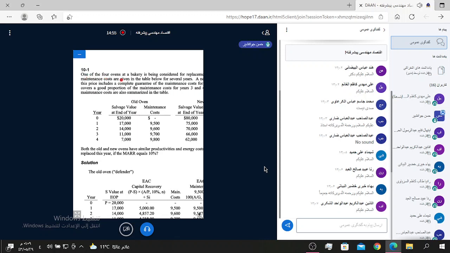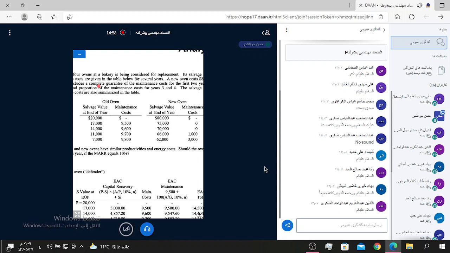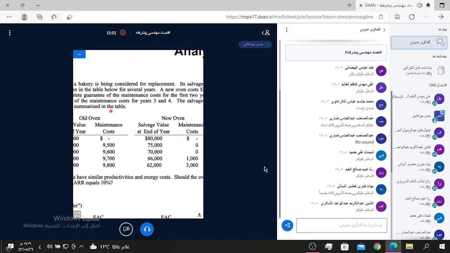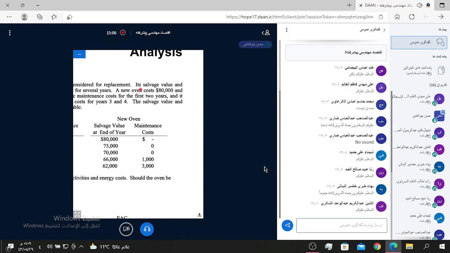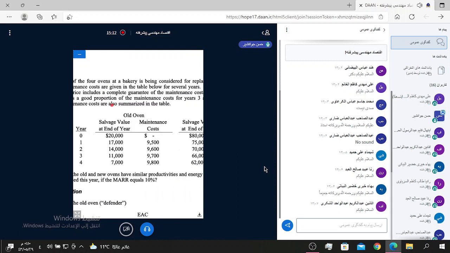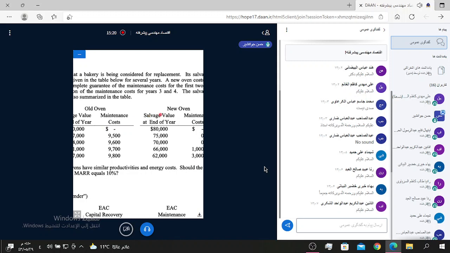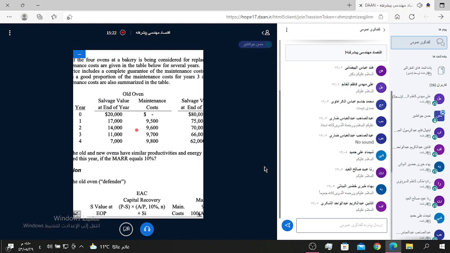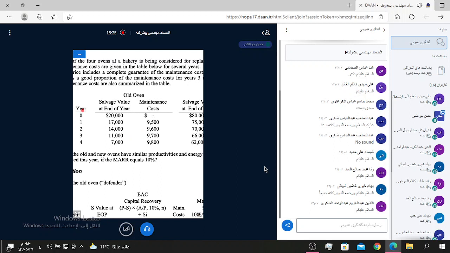One of the four ovens is being considered for replacement. Its salvage value and maintenance costs are given in the table below. This is for the old oven and the new oven. For the old oven, its salvage value at the end of year and maintenance cost.